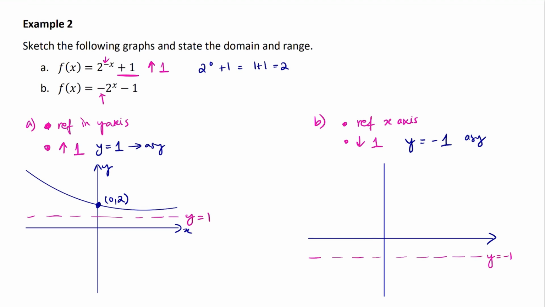And a reflection in the x-axis. Previously it looked like this, and now it's going to look like this. If I had reflected it, the y-intercept would be at negative 1, but I've moved it down again, so now it looks like it'll be at negative 2. But again, we can check: it's all negative, so that's negative 1 minus 1, which will be negative 2.